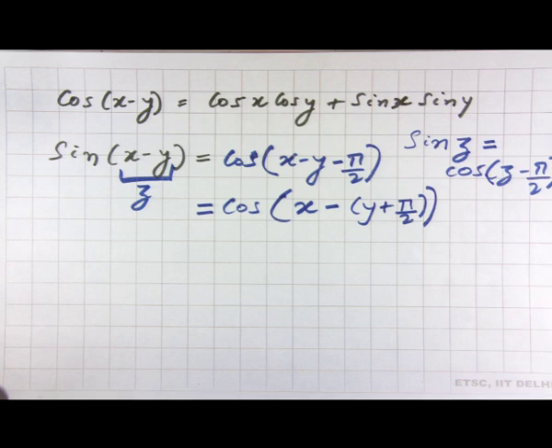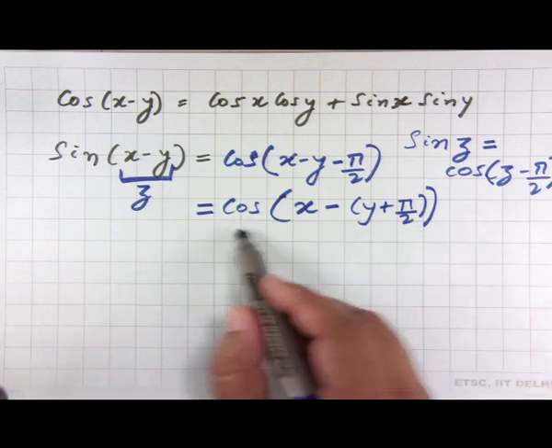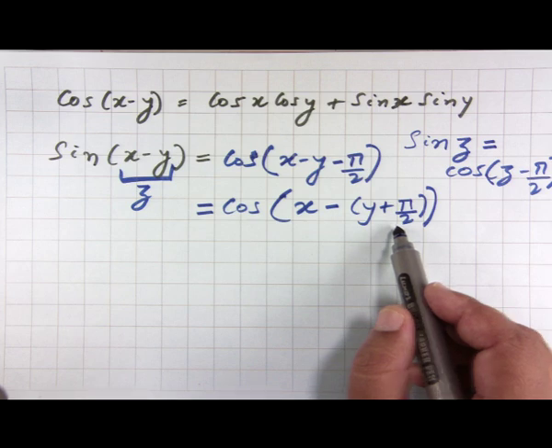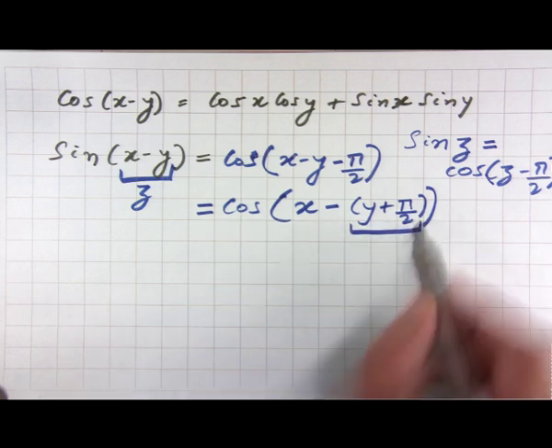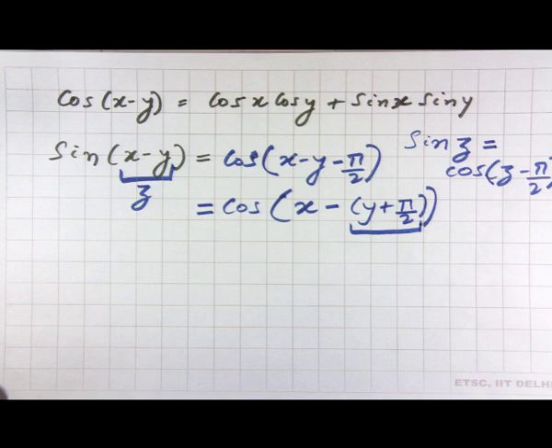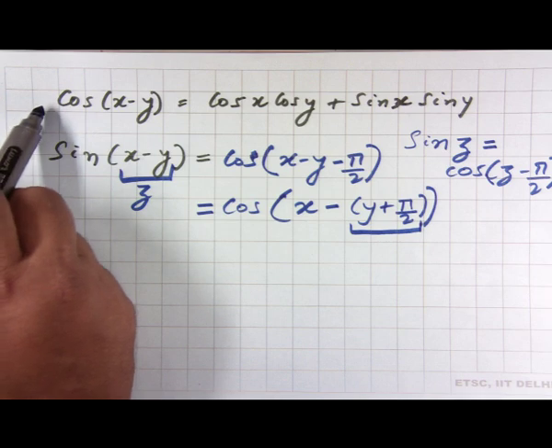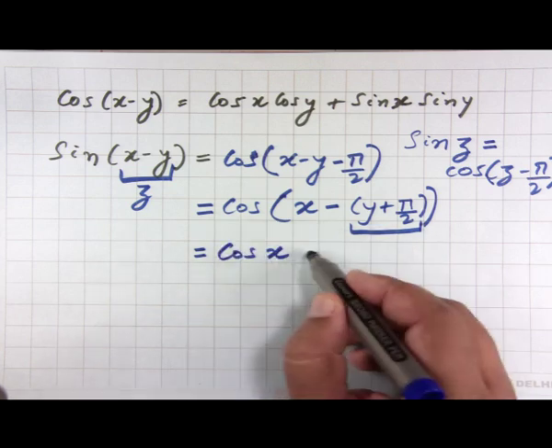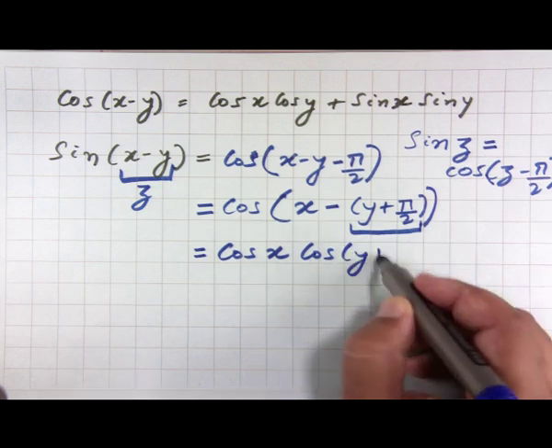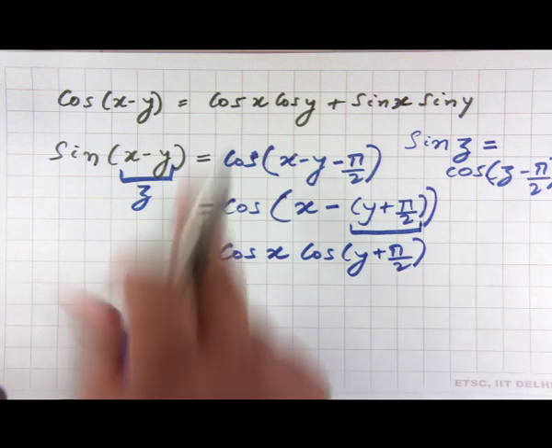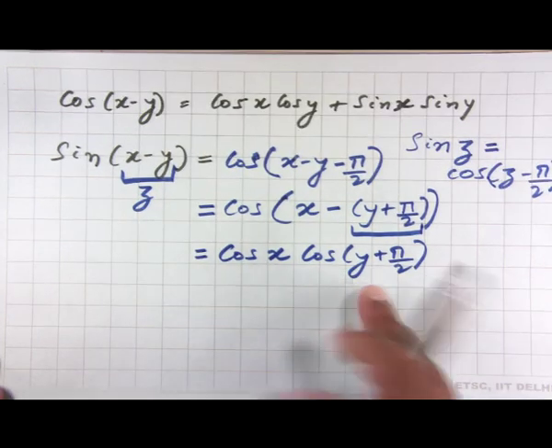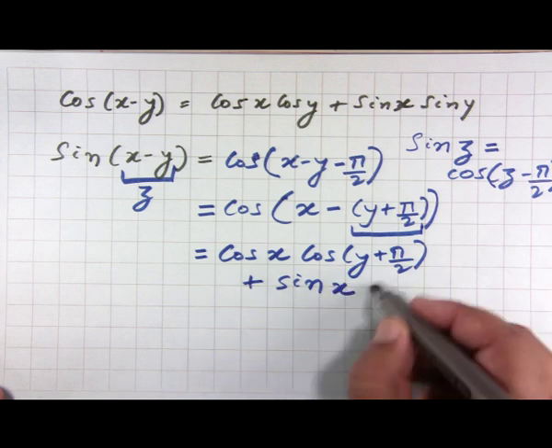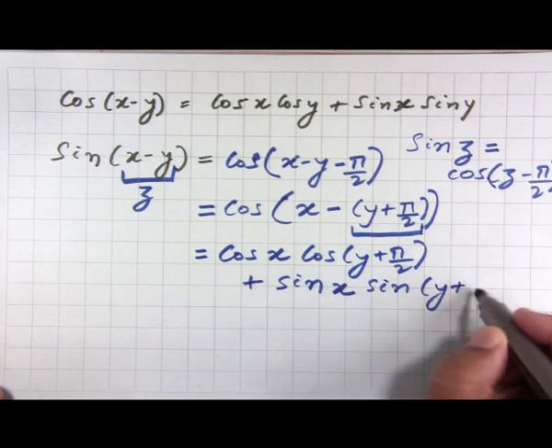Now, this expression is of the form cos of a minus b, or cos of x minus y, where I will be treating this as the new y. And then we use this formula. So, we get this to be equal to cos x cos new y plus sin x times sin of new y.